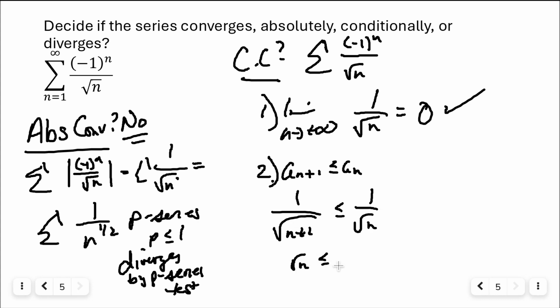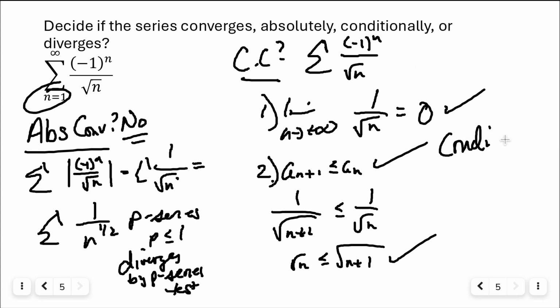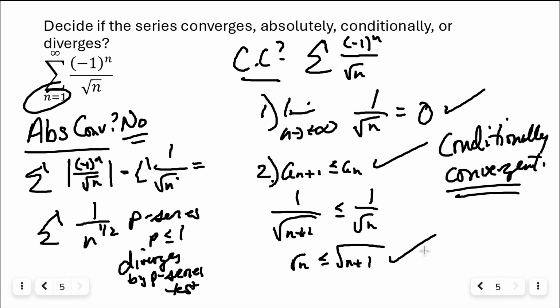But again, n is positive. So if n is positive, the next square root, 1 greater, will be bigger than the one before it. So yes, that is in fact true. So this series is conditionally convergent. Okay, it converges under the condition that it alternates. It passes the alternating series test. So this converges by the alternating series test, and then this is conditionally convergent. Okay, and that's how this works.